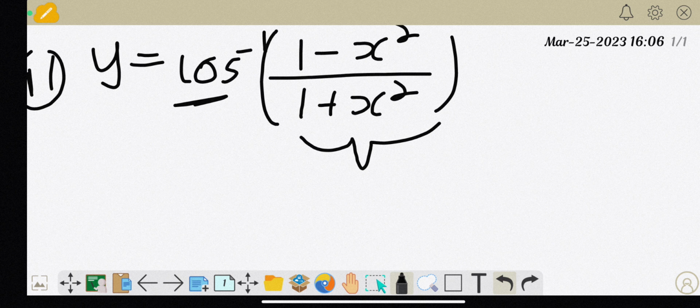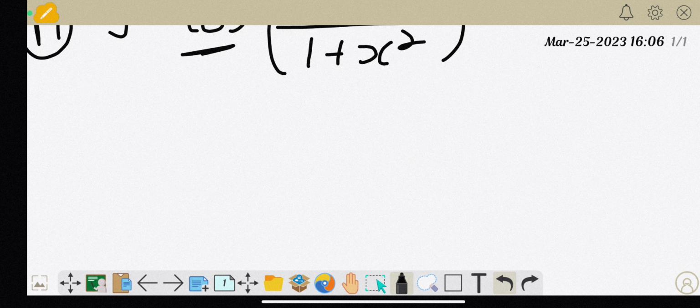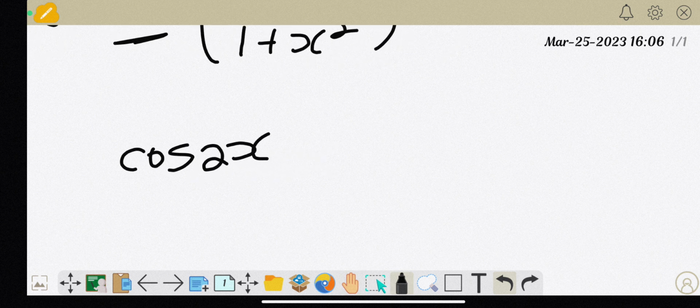So see, here there is cos inverse. Inside you have to try to get a cosine term, correct? So how can you do it? Here what you have to do is, cos 2x formula, do you know, right? You know the cos 2x formula. So it is cos square x minus sine square x.